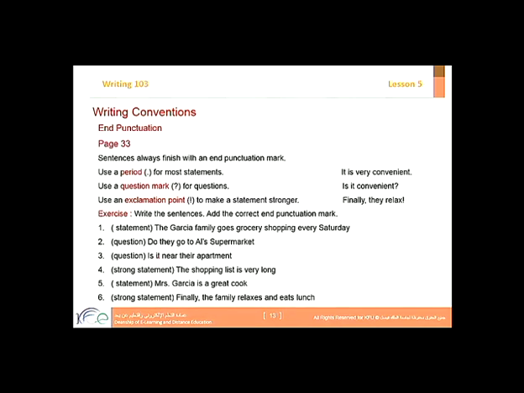Now, let's move to writing conventions. So, if we reach the end of the sentence, then we put what? A full stop. If we have a question, then we end the sentence with what? A question mark. If we want to make the statement sound stronger, we use the exclamation mark.